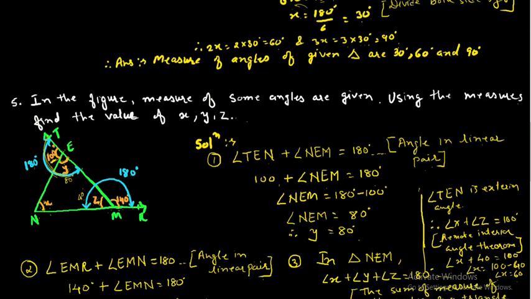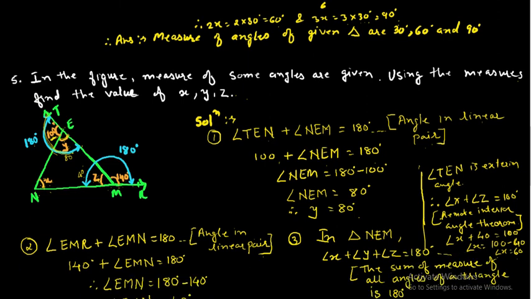So here angle TEN plus angle NEM is 180 degree, angles in linear pair. We will put the value of TEN as it is given, that is 100 degree, plus angle NEM that we have to find is equal to 180 degree. You can write or mention here the reason. Subtracting 100 from both sides, we will get the value of y, that is 80 degree.